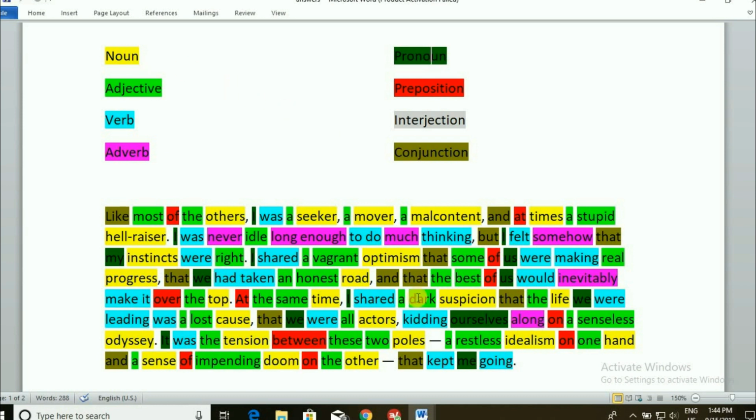We can see that there are far more adjectives included here than adverbs. We just have 1, 2, 3, 4, 5, 6 adverbs, but there are so many adjectives. We should add a few adverbs to our language to make it more informative, but many writers think that too many adverbs are not good for the prose.